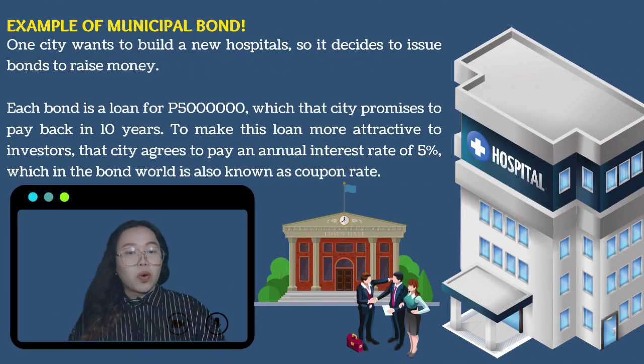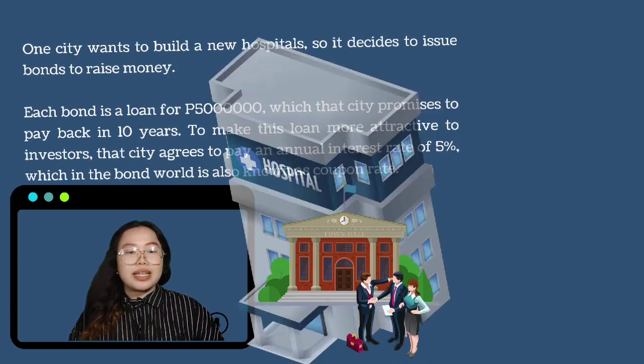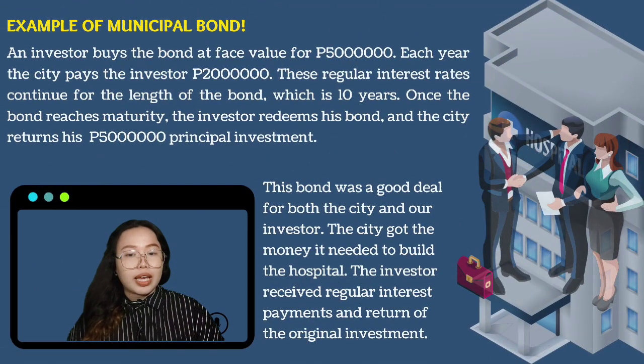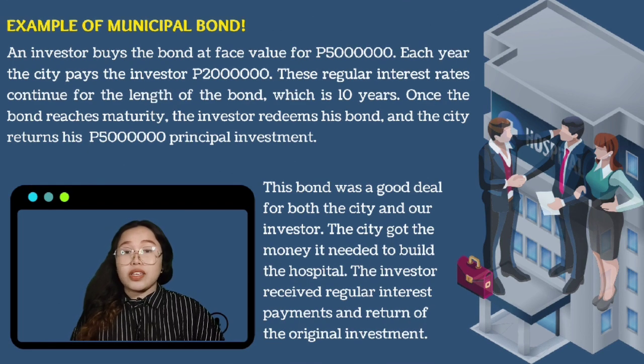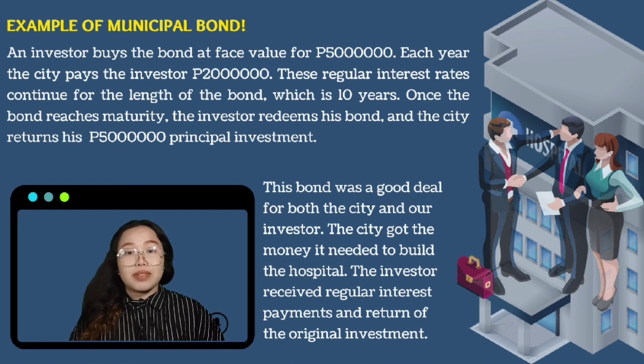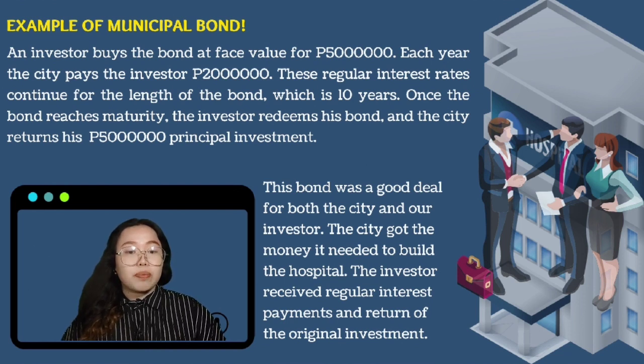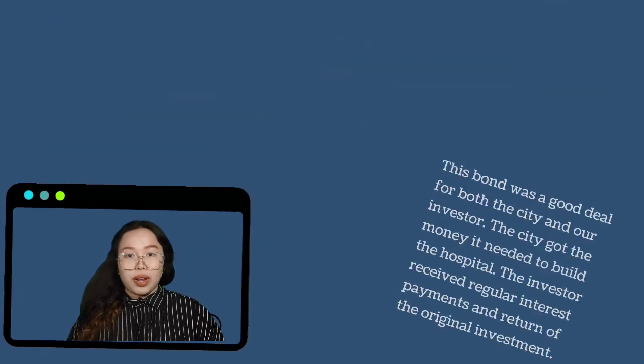One city wants to build a new hospital, so it decides to issue bonds to raise money. Each bond is loaned for 5 million, which the city promises to pay back in 10 years. So it means it is a long-term debt, or a long-term bond. To make this loan more attractive to investors, the city agrees to pay an annual interest rate of 5%, which in the bond world is also known as a coupon rate.